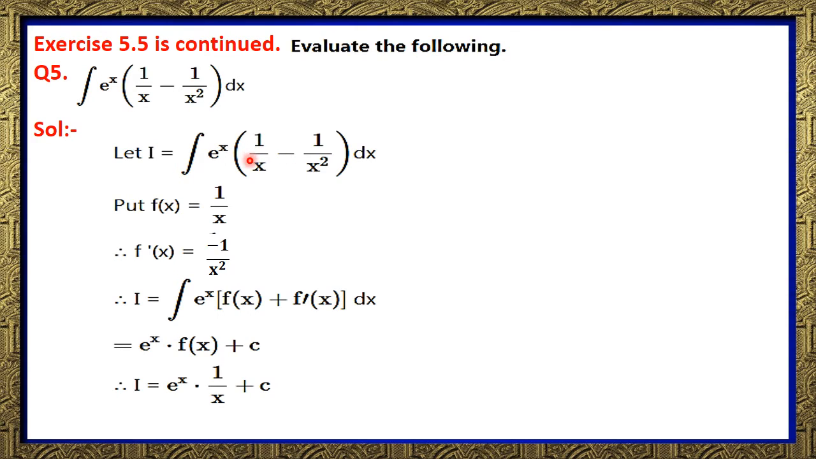We have seen already that integral of e raised to x into f of x plus f dash x can be integrated by using the formula e raised to x into f of x. So, here f of x is 1 upon x and f dash x is minus 1 upon x square. So, this is of the form e raised to x into f of x plus f dash x. So, we have the formula e raised to x into f of x plus c. So, f of x is nothing but 1 upon x plus c. So, the given integral is e raised to x upon x plus c.